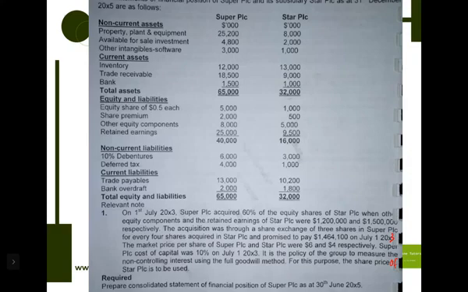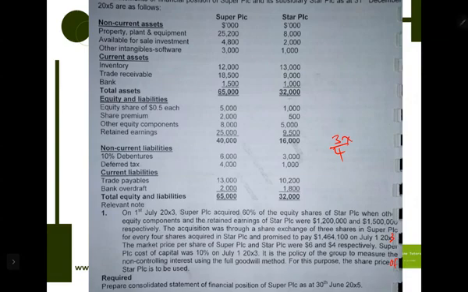So let me go through the relevant notes once again because of people that are just seeing the question. On 1st of July 20X3, Super PLC acquires 60% of the equity share of Star, when other equity components and the retained earning of Star were worth 1.2 and 1.5 respectively. And the acquisition was through a share exchange of 3 shares in Super for every 4 shares in Star. I said, whenever you have 3 for 4, just say 3 over 4, then multiply by the shares. I hope you get that.